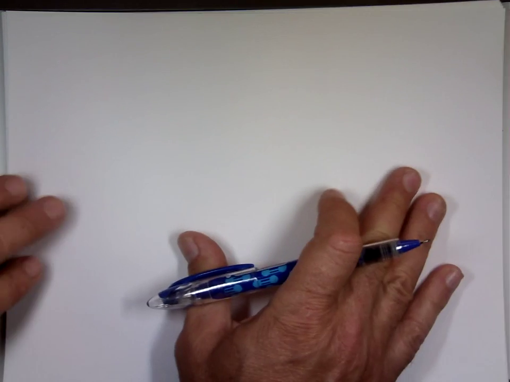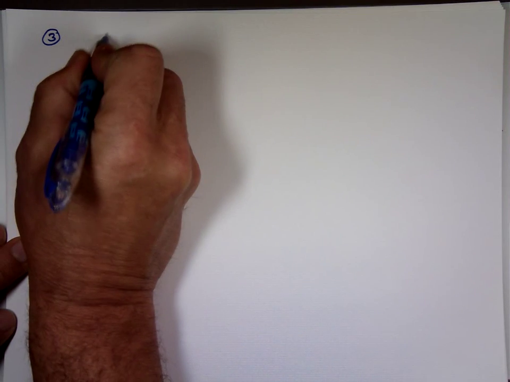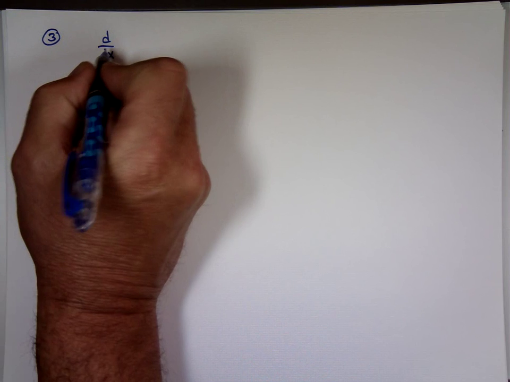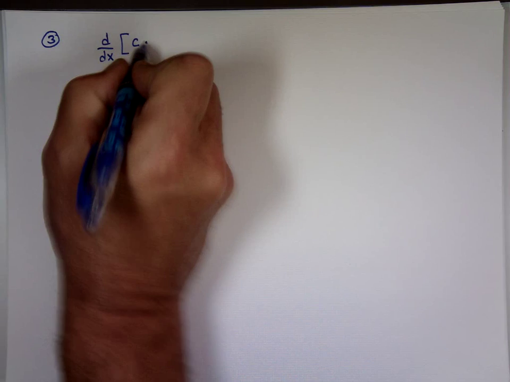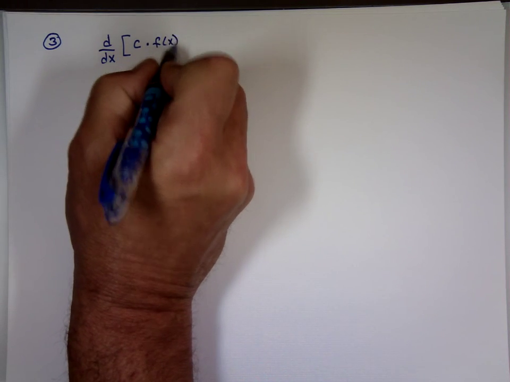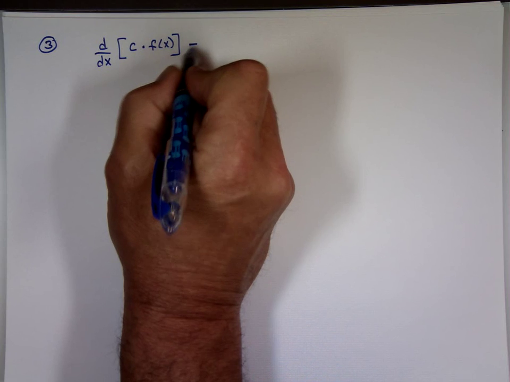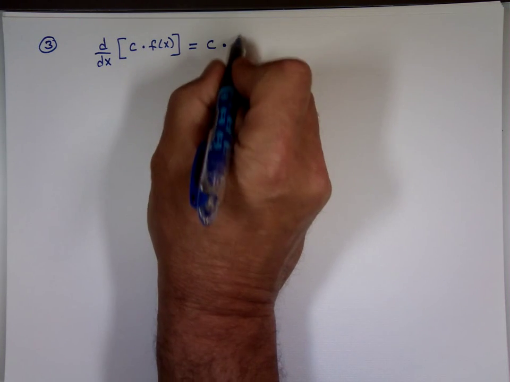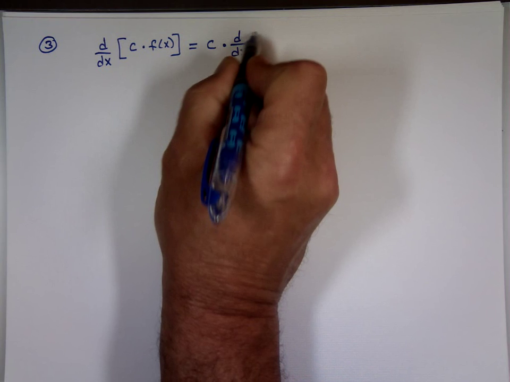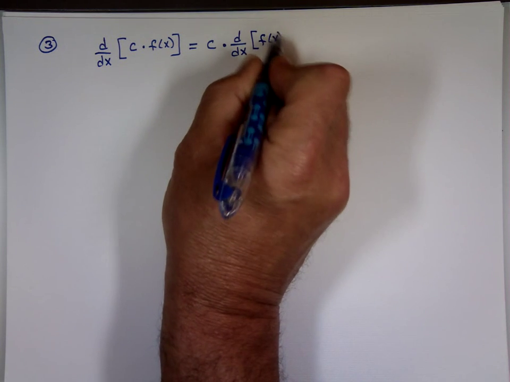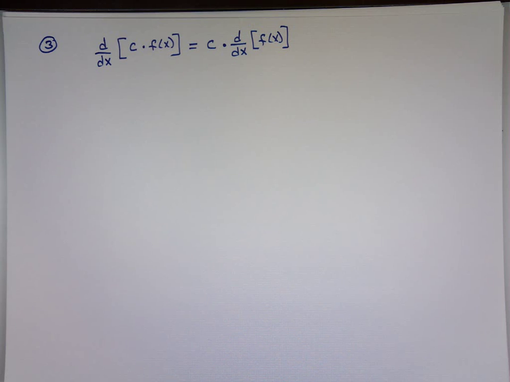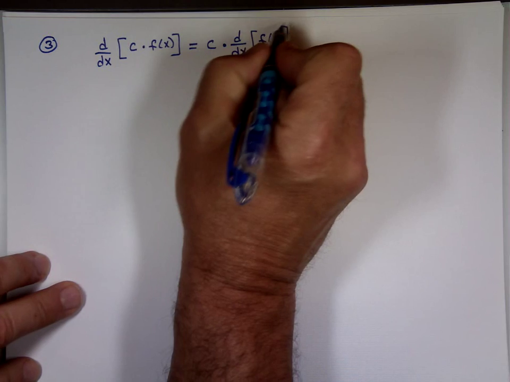Let's look at rule number 3. It says if you have a constant times f of x and you want to take the derivative of that, you can take that constant outside times the derivative of f of x. Again, I'll box that.